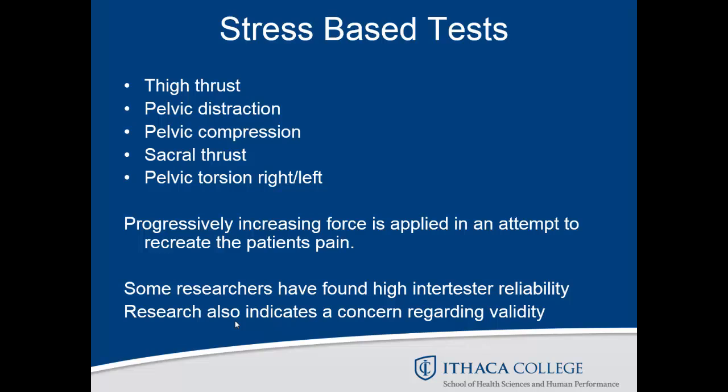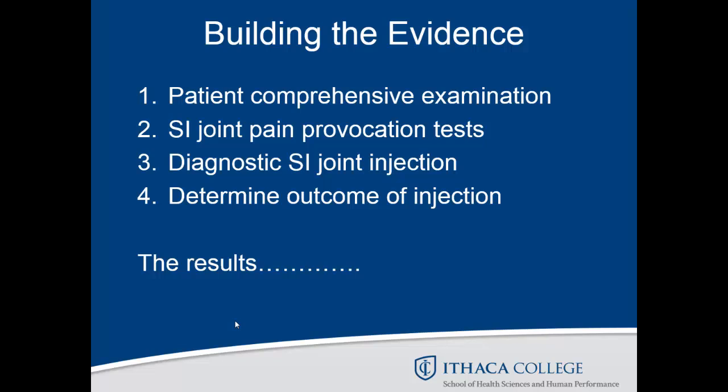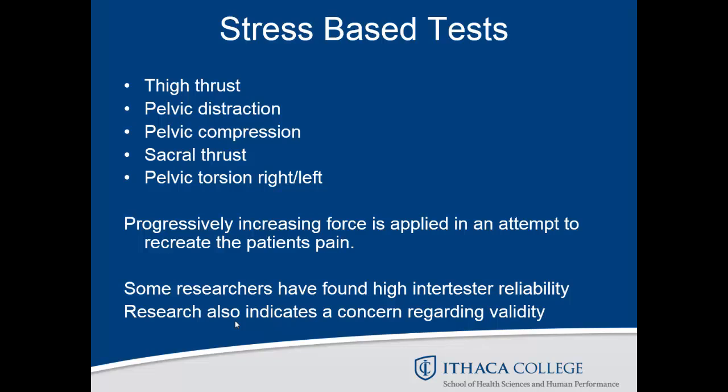And as I had suggested, there's some question over validity of some of the tests. And just so you understand, the way that they tested the value of these 5 stress-based tests was that they would perform the test, determine the results, so thigh thrust, positive or negative, pelvic distraction, positive or negative, work their way through the 5 tests with a patient. They would then inject an analgesic into the SI joint of that same patient and re-perform the tests. The thought here is if it's truly SI joint dysfunction that was producing the pain or increase in pain with a stress-based test, if you numb the joint, that pain should go away.